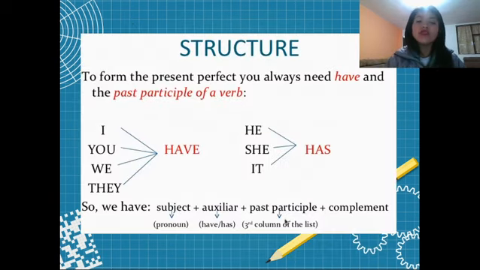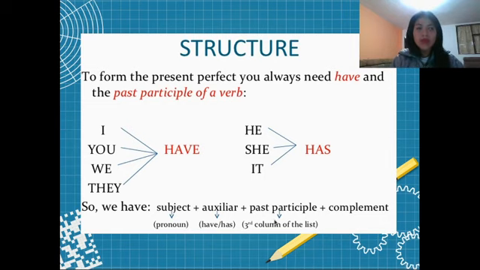Okay, did you notice the structure? Let's see. To form the present perfect, you always need have and has and the past participle of a verb, right? As you can see here, the auxiliary of this tense is have or has. Have for the subject I, you, we, they. And has we use for he, she, and it. So, this is the structure. Subject: I, you, we, they, he, she, it. The auxiliary, have or has, plus the verb in past participle.